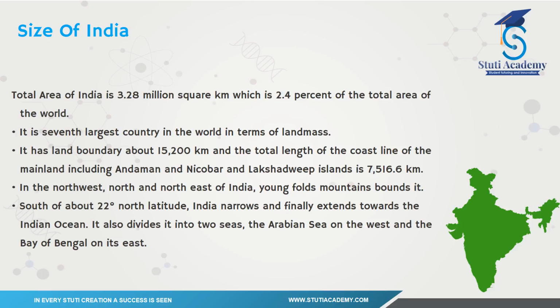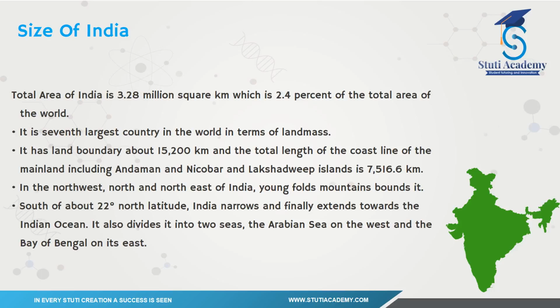The natural features bordering the country in a map, you can see Young Fold Mountains cover the northwestern, northern and northeastern borders of the country. The total land boundary of India measures 15,200 kilometers, starting from 22 degrees north latitude down towards the south.